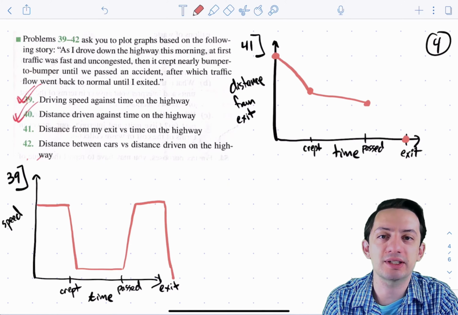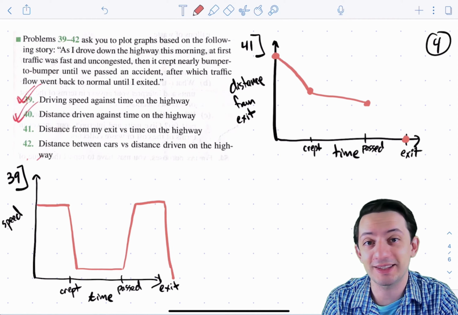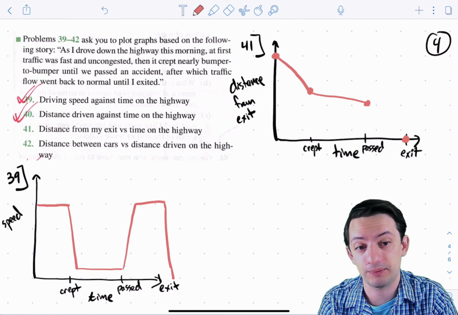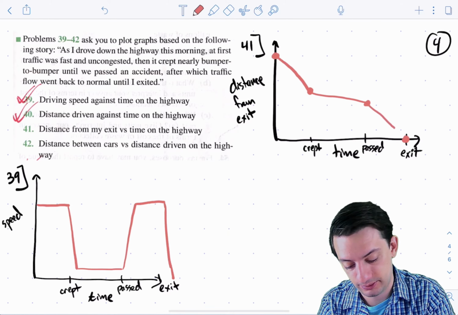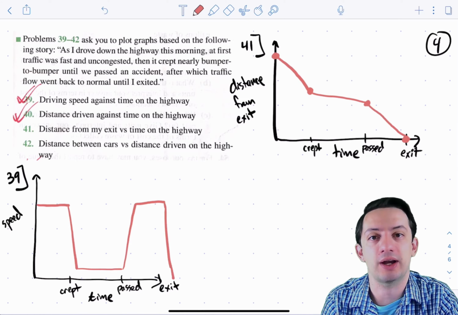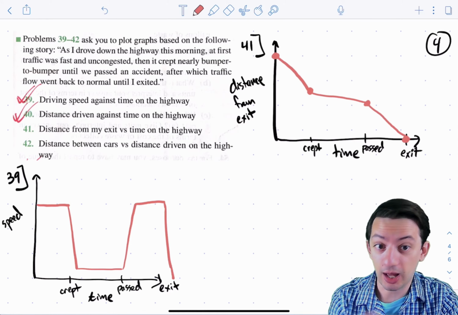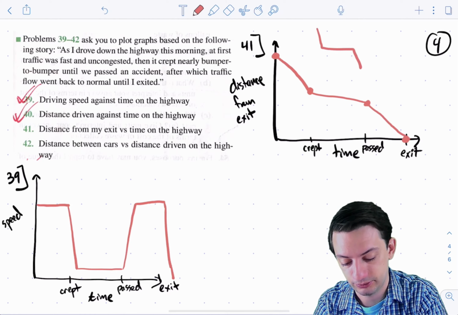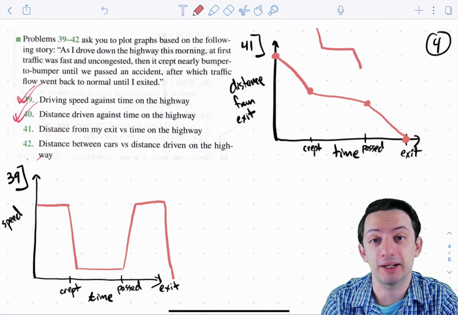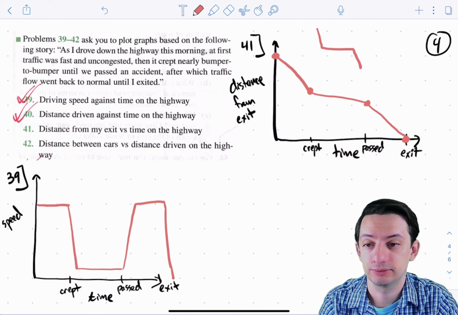So it's still a decreasing line, but the slope is shallower. That's the key idea in this one. The slope is shallower. And then now traffic has passed again. And so you rapidly approach your exit. If you were in lots of traffic, it might even look more dramatic where it's something like this. That's up to you depending on how you want to draw it.